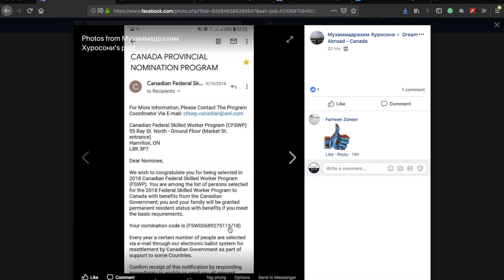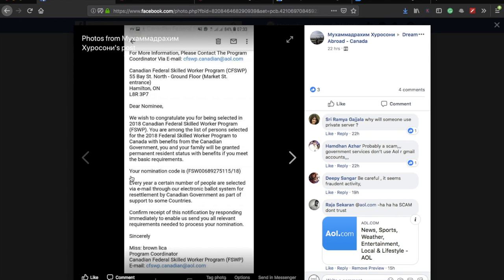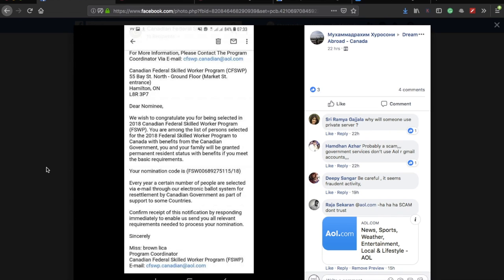It has given a nomination code over here, and they have written that every year a certain number of people are selected via email through our electronic ballot system for resettlement by Canadian government as a part of support to some countries. "Confirm receipt of this notification by responding immediately to enable us send you all relevant requirements needed to process your nomination." He has given the name over here, program coordinator, the email. So of course, this is a pretty bad example, I must say, of the fake invitation. I am sure if people are actually doing such stuff, they'll be doing it at a better level, at a better scale as well.